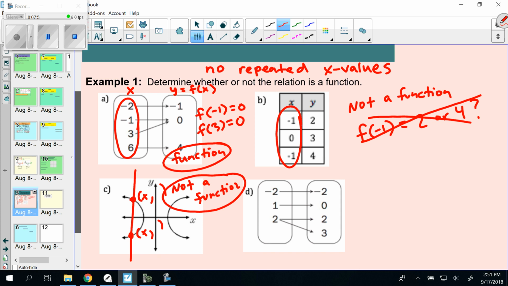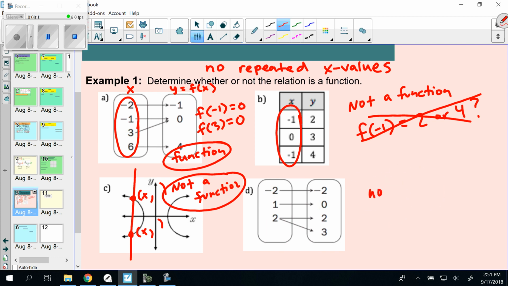D, if we look at these, do we have any repeated x values? No, so this would be a function. Oh, sorry, this last one is not a function. My mistake. Not a function.